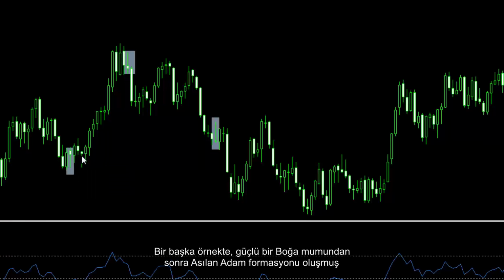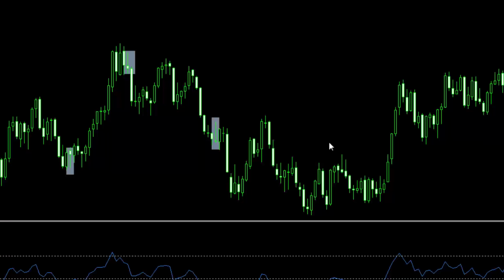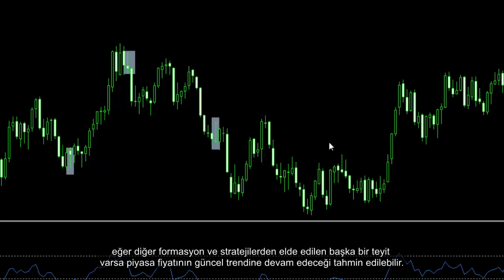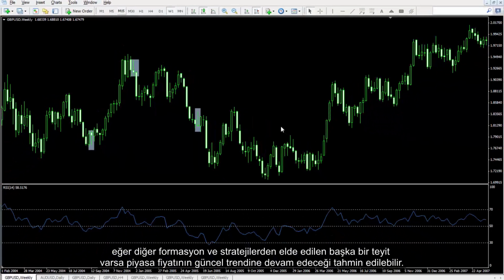In another example, a hanging man has formed after a powerful bullish candle. So, a trader could place a buy order above the high price of the hanging man candlestick. After a shooting star, a hanging man, and hammer candlestick patterns, it is presumptive that market price would continue its recent trend if there is another confirmation generated by other patterns or strategies.